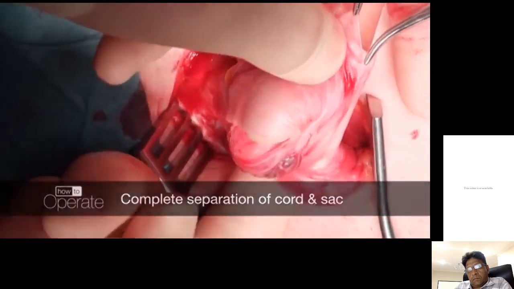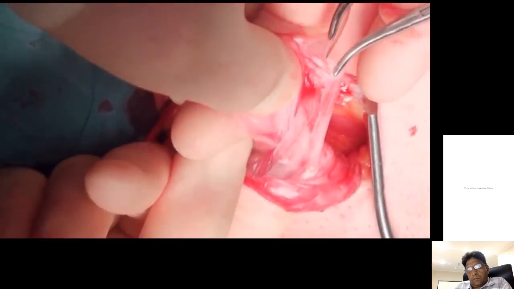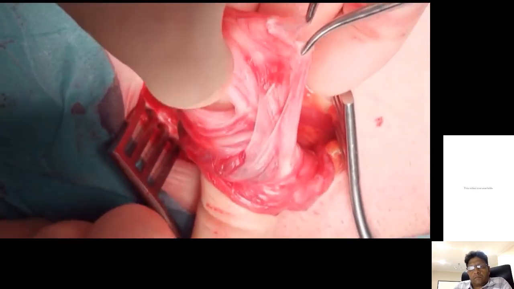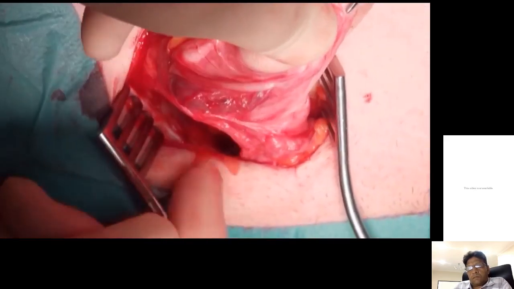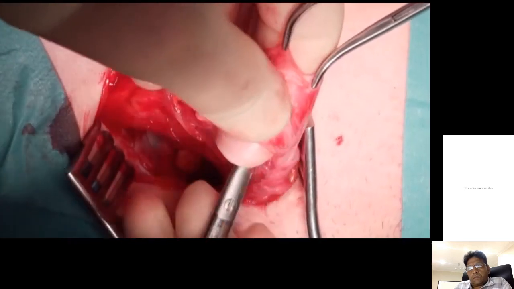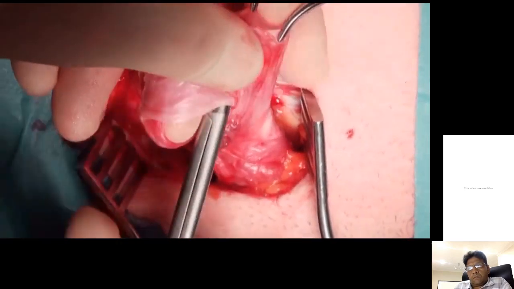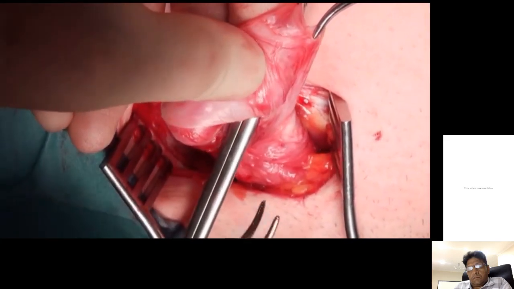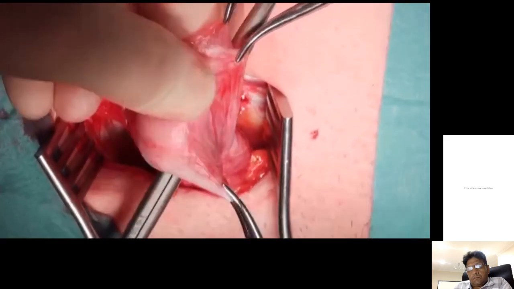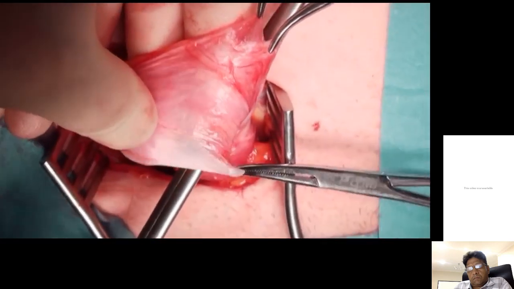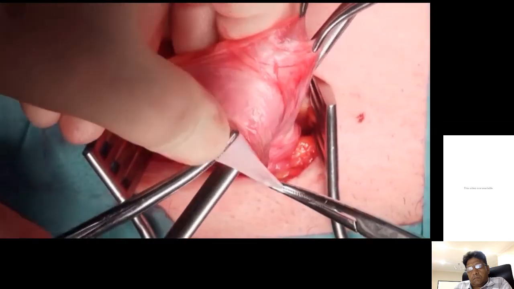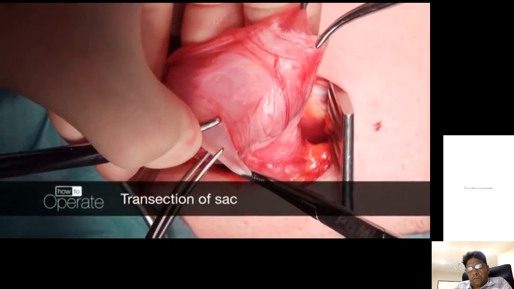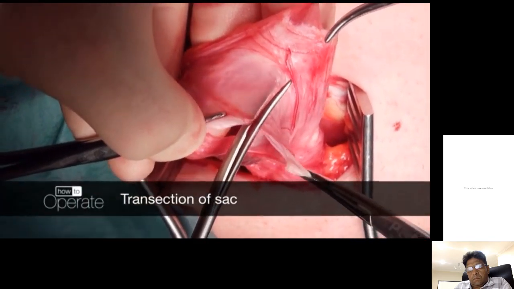There's the sac, separate from the vessels and the spermatic cord. Now, can you just have some more clips, please? We're now going to transect the sac. We're going to leave the distal part of the sac in place. I'll show you where it's going in a minute.